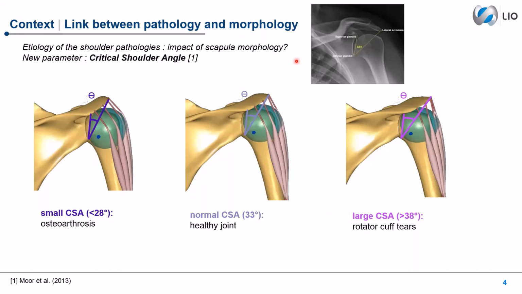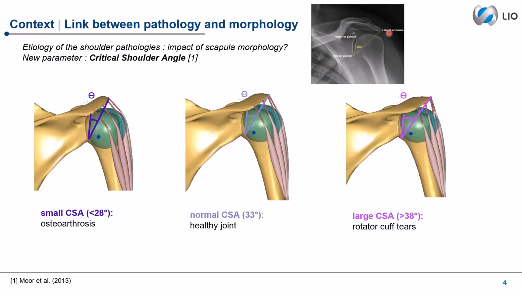And so in order to investigate the relationship between the scapular morphology and common shoulder pathology, the study of Moor and collaborators introduced a new geometrical parameter, the critical shoulder angle. You can see the radiological calculation over there. So the critical shoulder angle is defined by the extremity of the glenoid, so there, and the lateral extremity of the acromion over there.